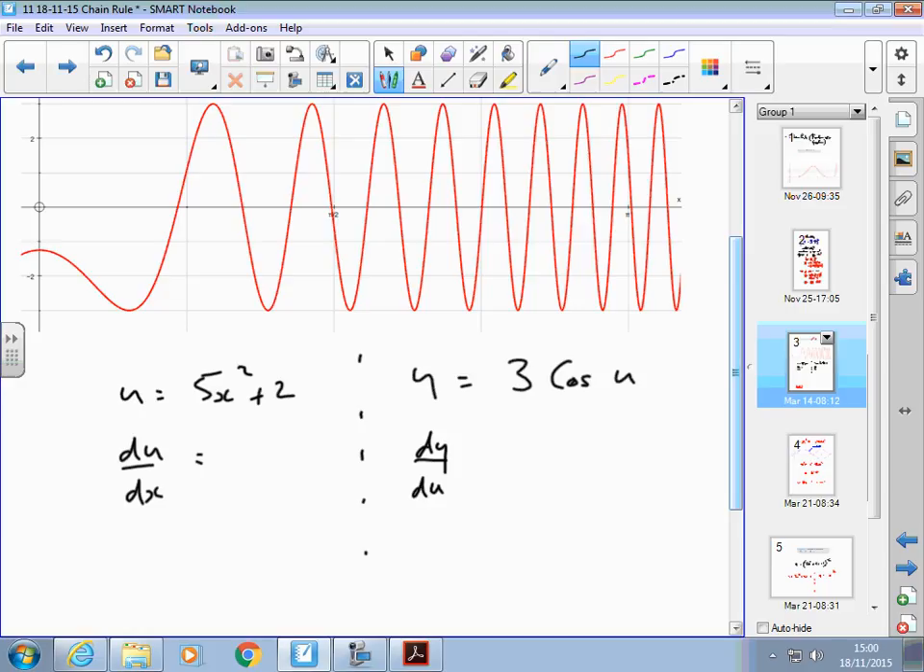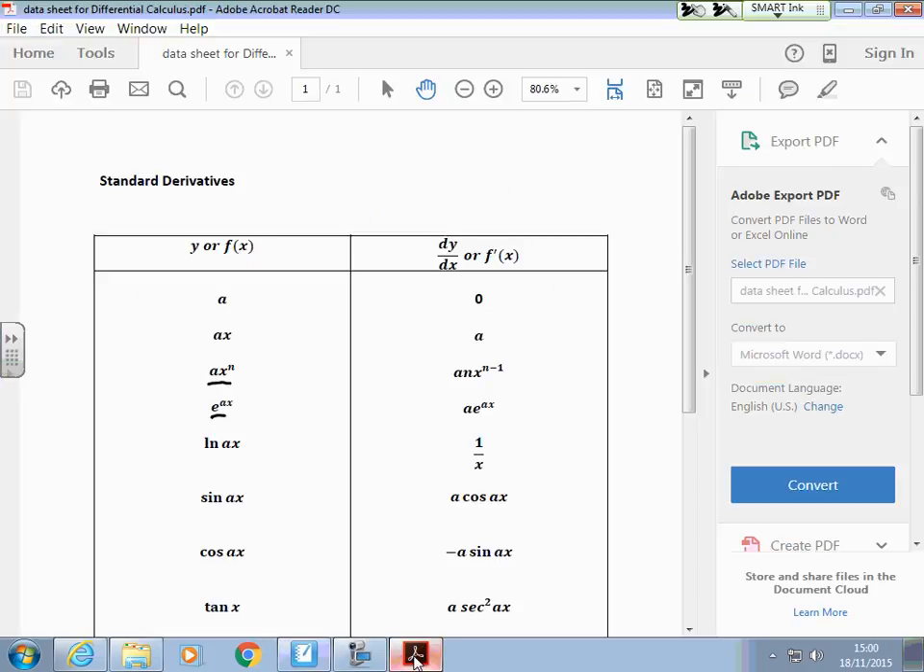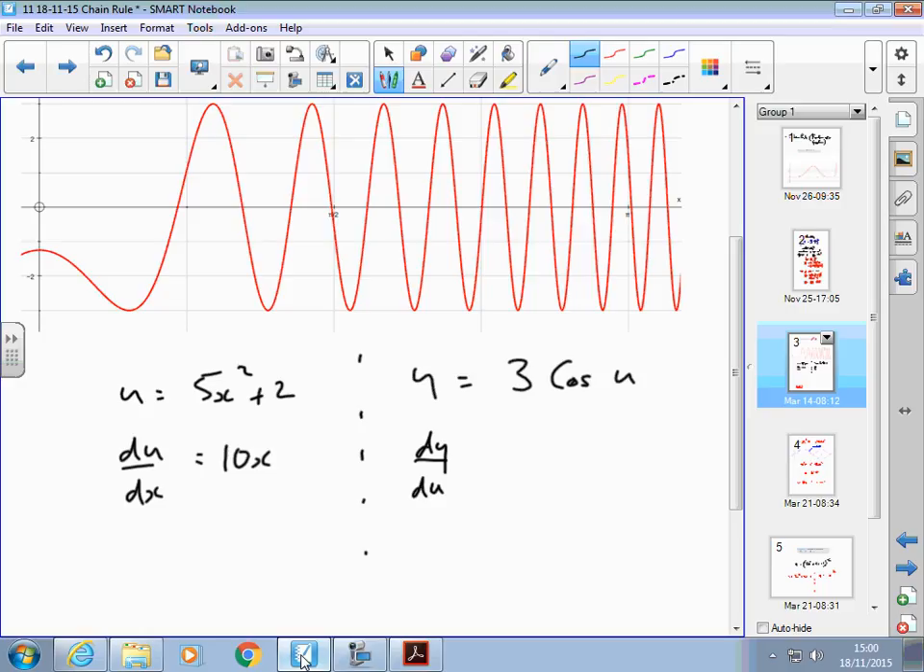Differential of the first one, bring the power down, times it by the number in front. Take one off the power, constants disappear, so that's just 10x. If you look at your table of differentials, cosine becomes minus sine, and the 3 comes out. So minus 3 sine u.